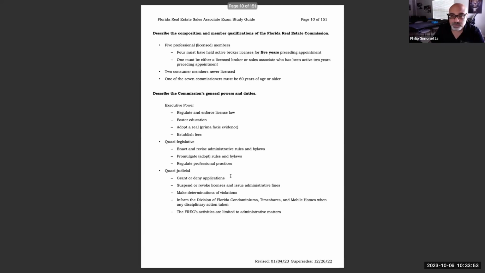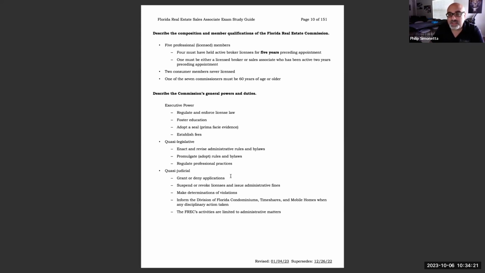Okay. So let's describe the composition and member qualifications of the Florida Real Estate Commission. Okay. So there's seven commissioners. Okay, and it's broken down. There's 5 professional licensed members. Okay, 4 must have held a broker license for 5 years preceding appointment.